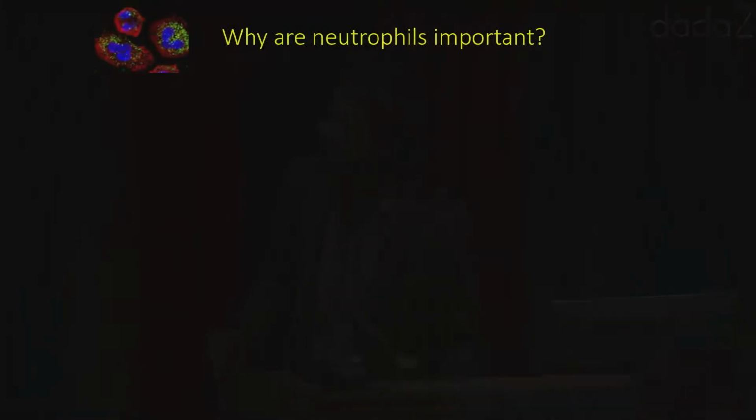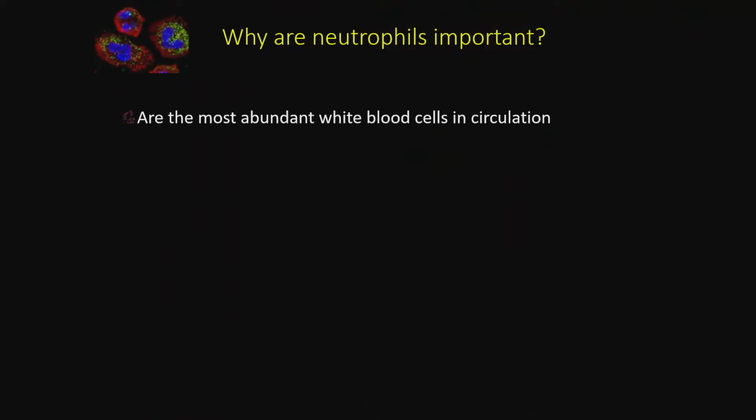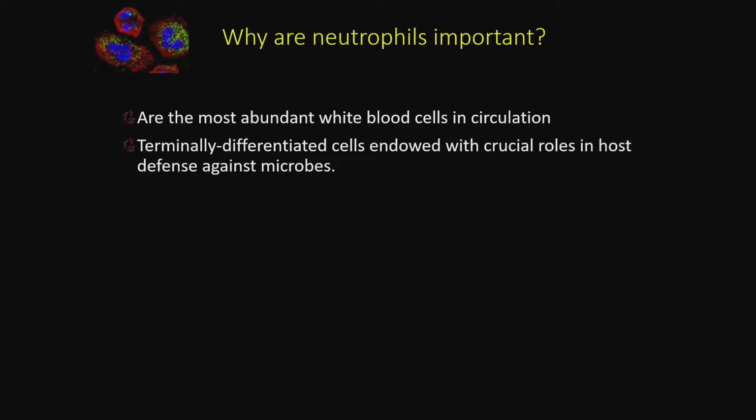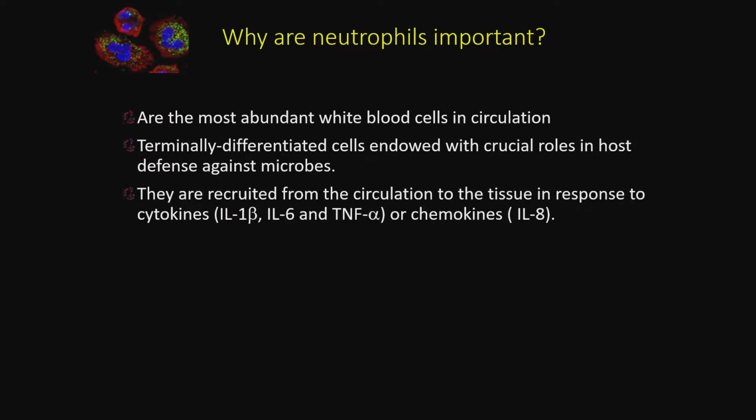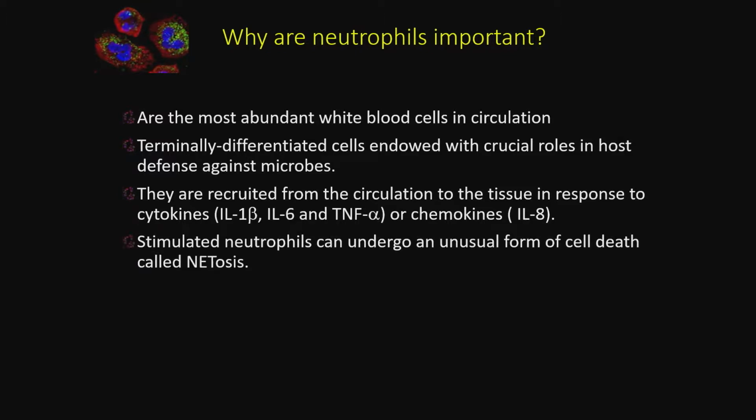So why are neutrophils important? I took this slide from Carmelo. The reason I did is because as you see the bullet points that come out, they're little neutrophil bullet points, which I thought was amazing, if they show up. So neutrophils are the most abundant white blood cells in circulation. They're terminally differentiated cells endowed with crucial roles in host defense against microbes. They're recruited from circulation into tissue in response to various chemokines and cytokines. And stimulated neutrophils can undergo an unusual form of cell death called netosis, which I'm going to talk to you about in a little bit more detail.